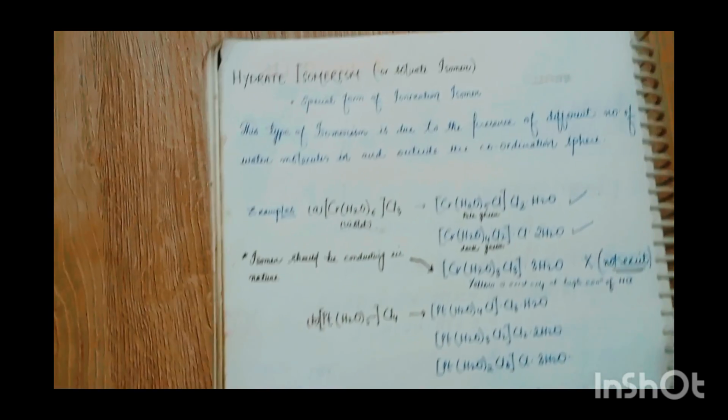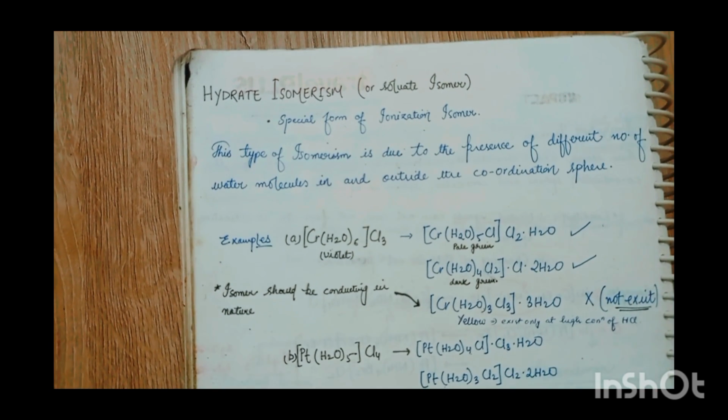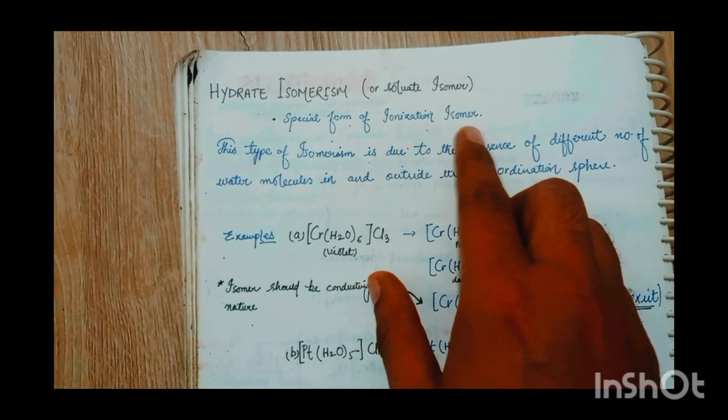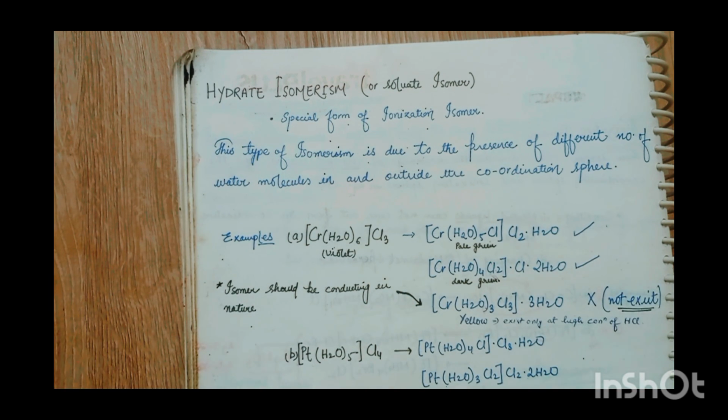The next type of isomer is the hydrate isomer, or the solvate isomer. Remember, it is a special case of the ionization isomer, because here we are going to play a game. In this case, we are just playing with water. In the previous case, we could play with any charged ligand.